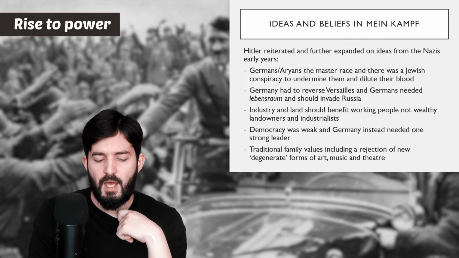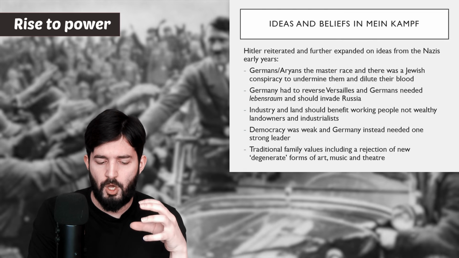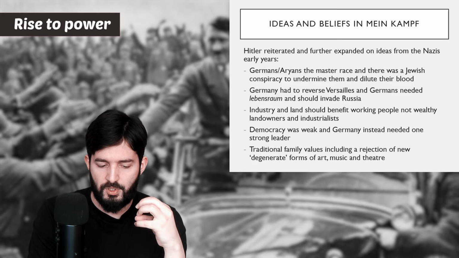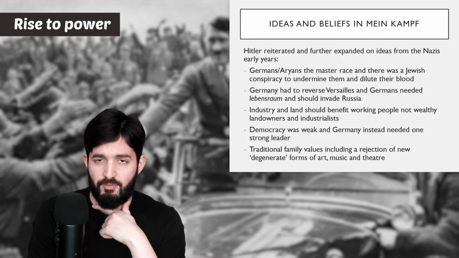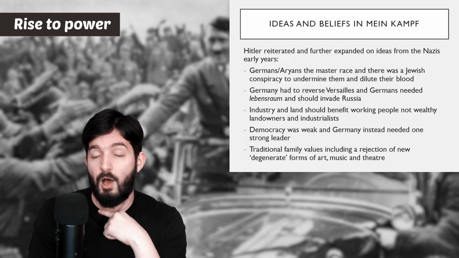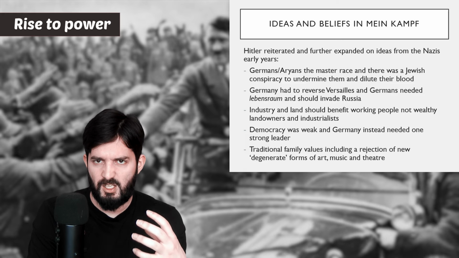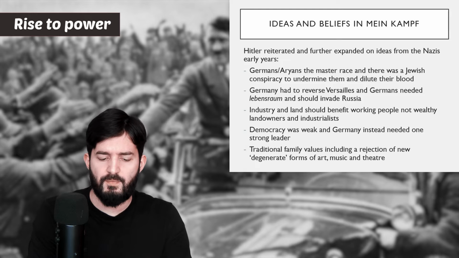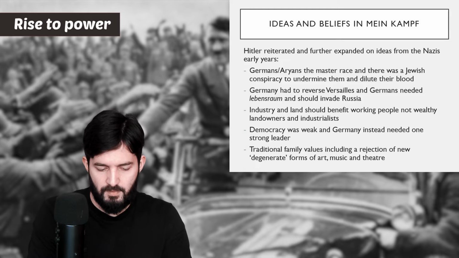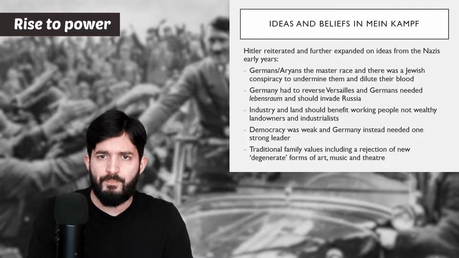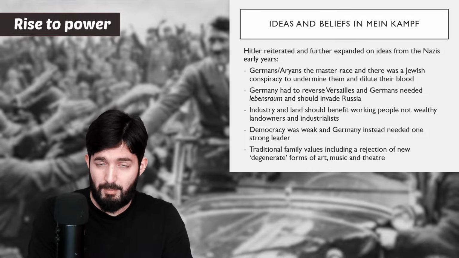In particular, a lot of the racial issues, so he fleshes out in more detail his belief and concept of the Aryan race and the master race, or rather that Germans are the master race, and that Jewish people are involved in a conspiracy to undermine the Aryan race and to dilute their blood and things like that. Additionally, a lot of Hitler's foreign policy beliefs are expanded upon.